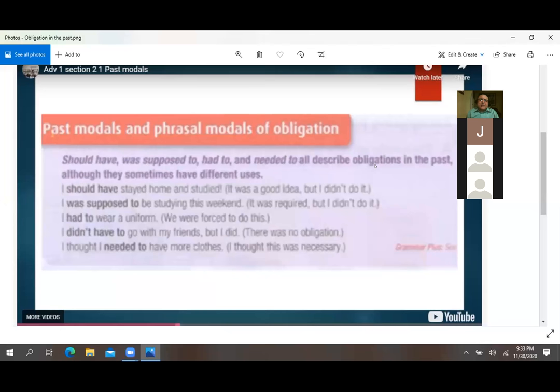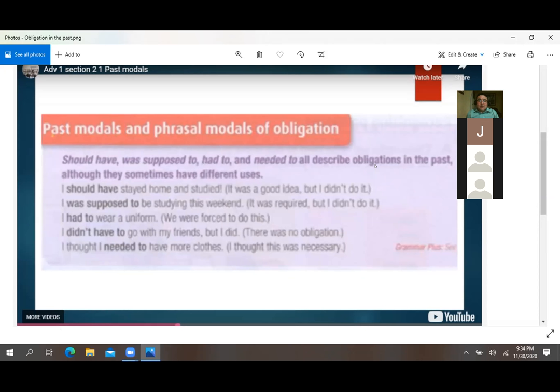How do you say that one in Spanish? Debería haberme quedado en casa y estudiado. Uh-huh. And what is the message? The person did not stay home. Right? How do you say hubiera ahorrado todo el año? I should have saved money all the year. Right? Now the second one says, I was supposed to be studying this weekend.